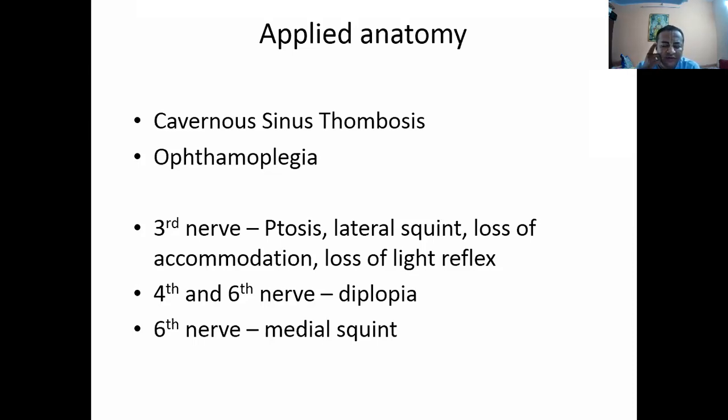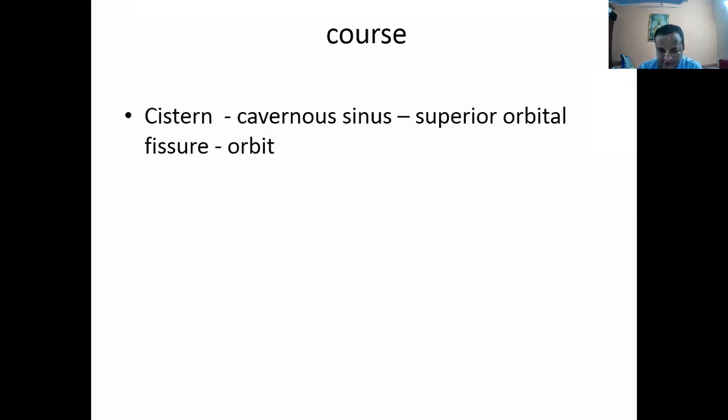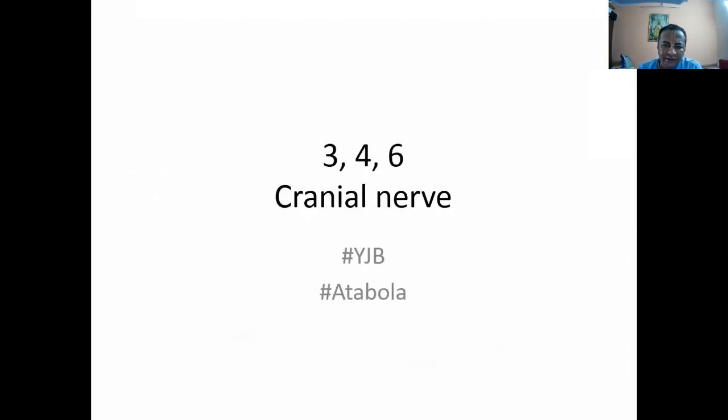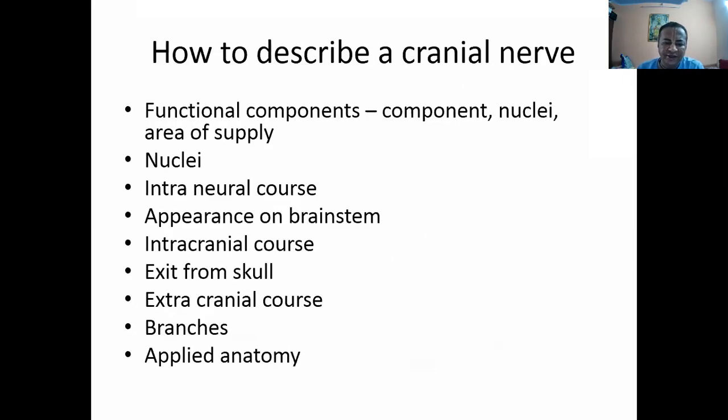See, the sixth supplies lateral rectus, so looking on the lateral side. If it gets paralyzed, there will be a medial squint. There are many other syndromes called Weber syndrome and all. So that also we have to remember. So again, I'll do a very fast revision of the third, fourth, and sixth cranial nerve.